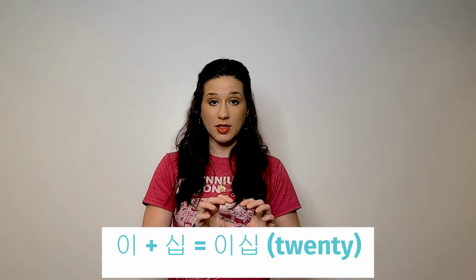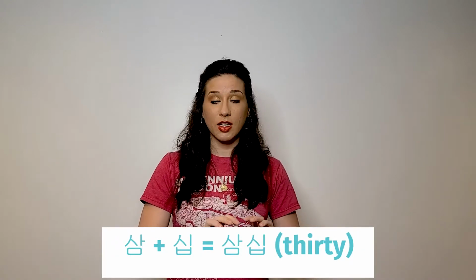In the Sino-Korean system, you can do this all the way up to 100. So when you get to 20, you would just add the smaller number before it. So it's 2 10s. So it's 20, 30, and so on.